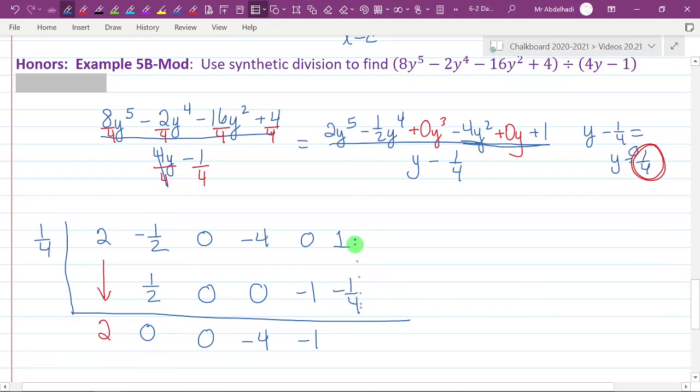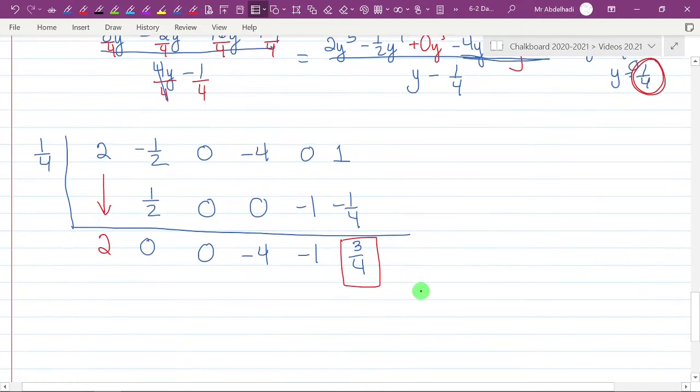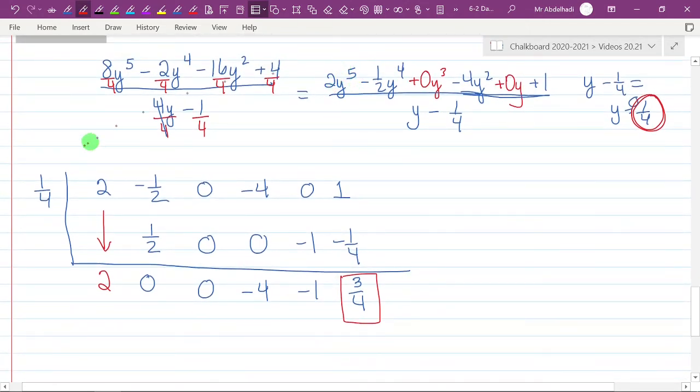And finally, you have to add these two together. Oh, you need a common denominator for this one. 1 minus 1/4. Well, you can look at it as 3/4, or 4/4 minus 1/4 is 3/4. Either way, it's 3/4. Now, that's your remainder. Don't forget, that's your remainder. Now, what's your answer? We started with a fifth power. That means our answer starts with a fourth power.